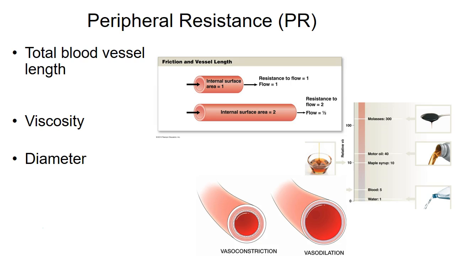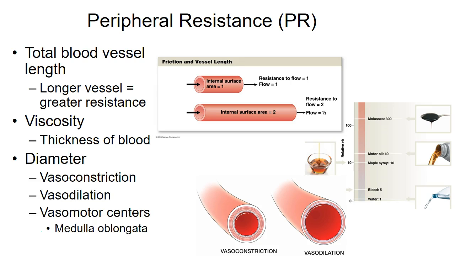Another way to say this is that resistance is inversely proportional to the radius to the fourth power. This is pretty amazing. It means that changes in the diameter of a blood vessel have major impacts on peripheral resistance. This is why changing the diameter of blood vessels by the sympathetic nervous system or by other factors is really important and a major mechanism by which the body can control blood pressure. Okay? All right.